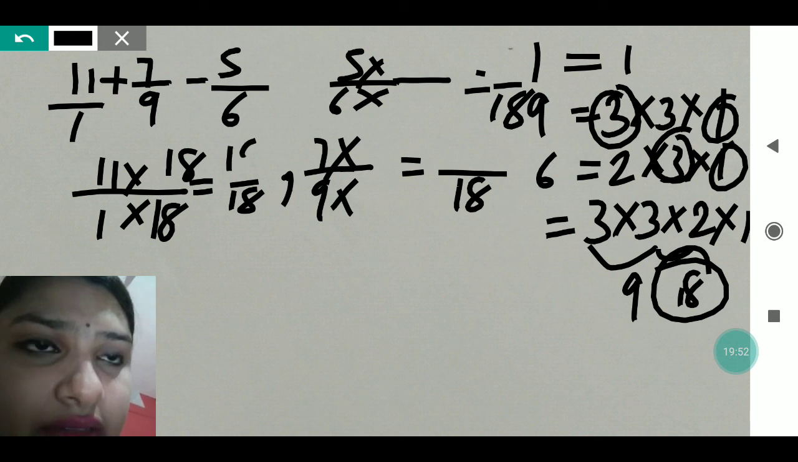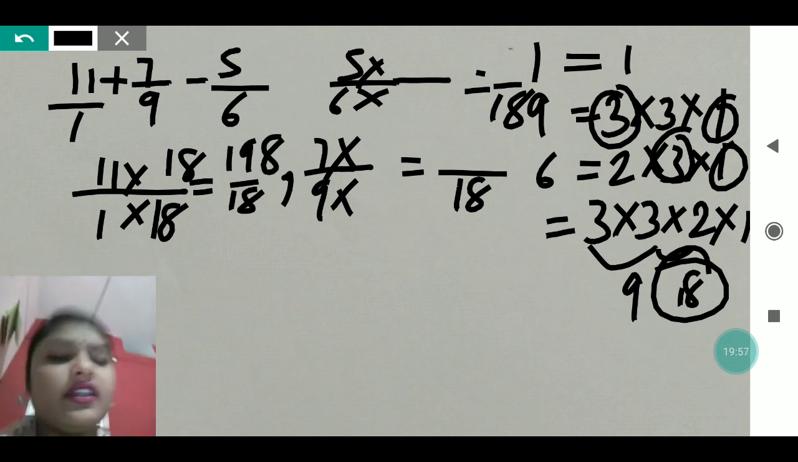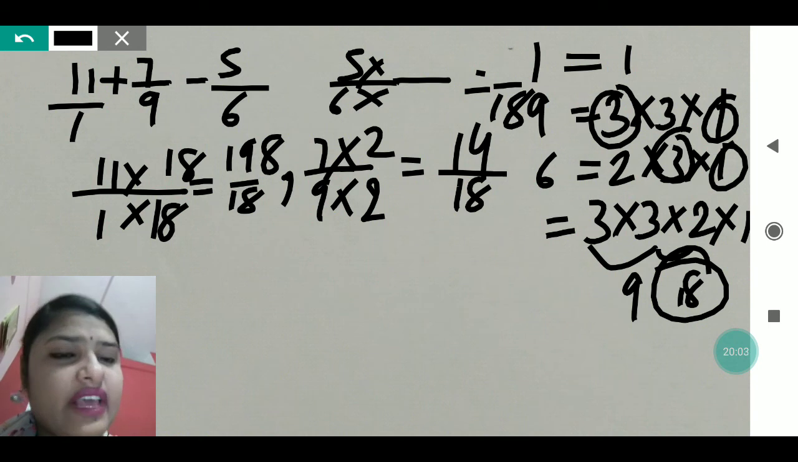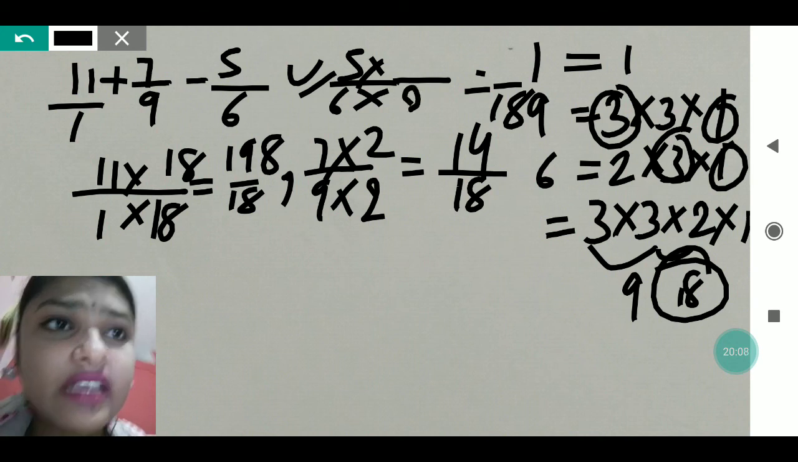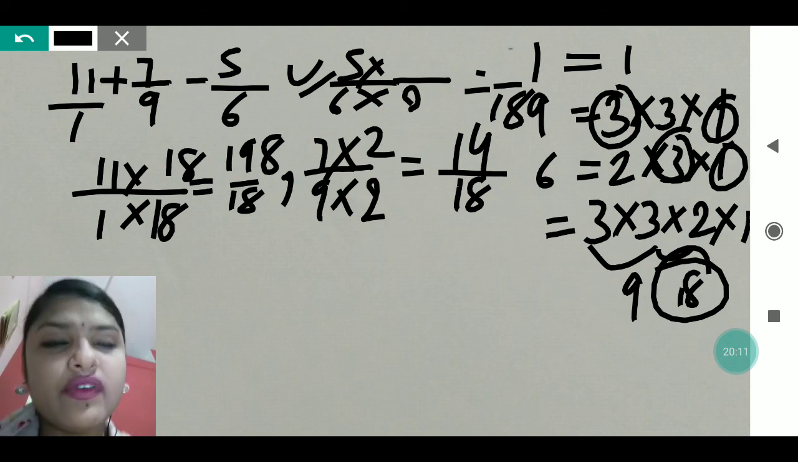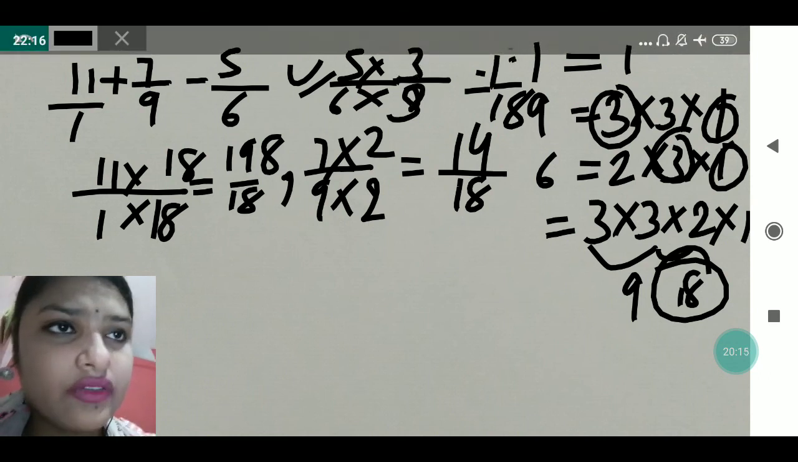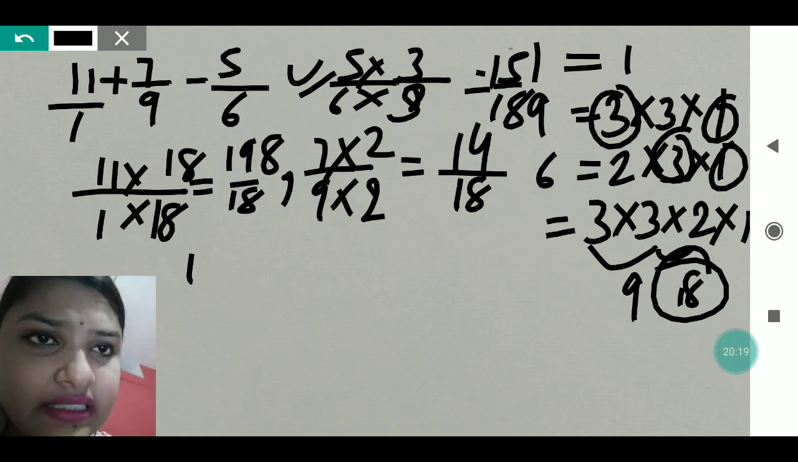Now 9 into what will you do, then you will get 18? 9 2s are 18. So upside also with 2. So 7 2s are 14. In the same way, the last one, upside here, it is 5. So 6 into what will you do, then you will get 18? 6 3s are 18. So upside also with 3. You will get 15. So now you will get 3 answers.